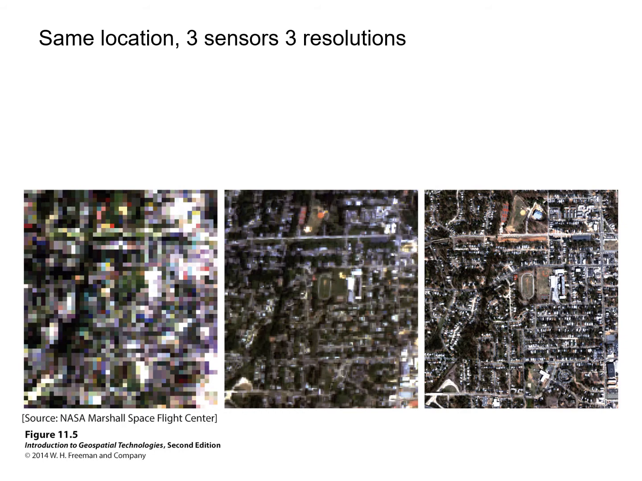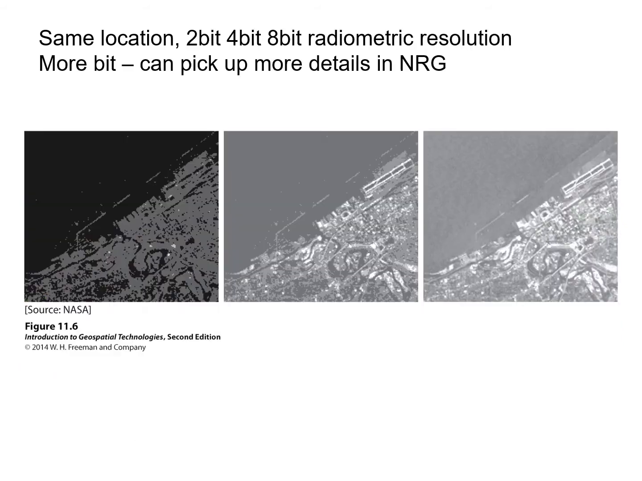You can identify some features, but not with much detail. Whereas on the one on the right, you get higher and higher resolution, you can see more and more detail of what's actually in the image. Now we have the same location.